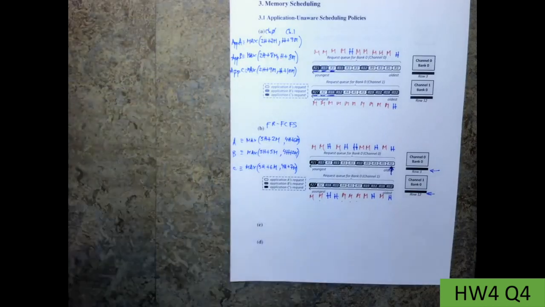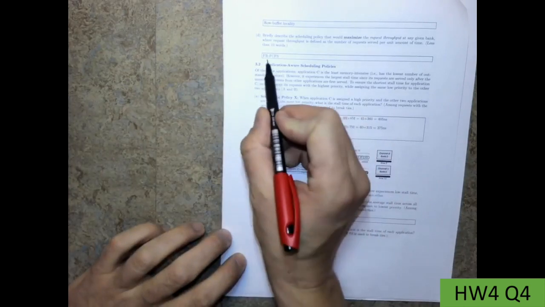The last question in 3.1 says, describe briefly the scheduling policy that would maximize the request throughput at any given bank. This is first ready, first come, first serve. As you can see, it's the memory scheduling policy that we have been considering in this first part.